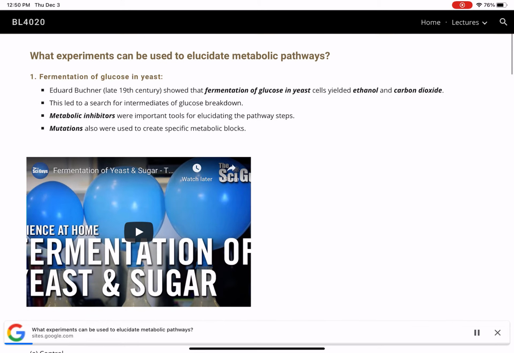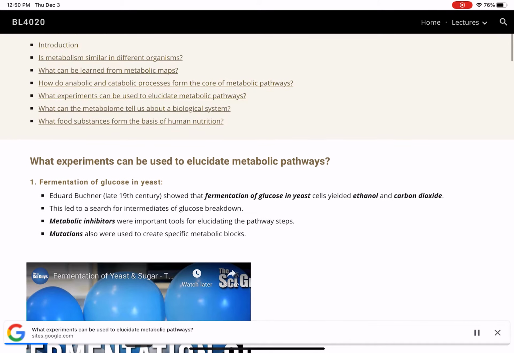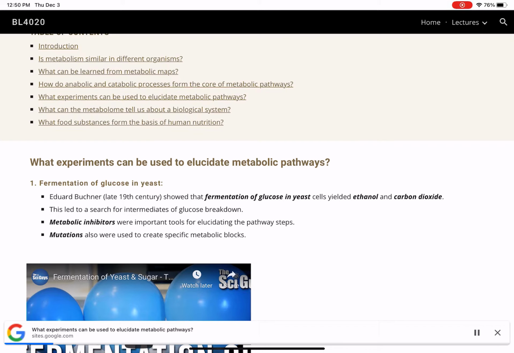Is metabolism similar in different organisms? What can be learned from metabolic maps? How do anabolic and catabolic processes form the core of metabolic pathways? What experiments can be used to elucidate metabolic pathways? What can the metabolome tell us about a biological system? What food substances form the basis of human nutrition? What experiments can be used to elucidate metabolic pathways?